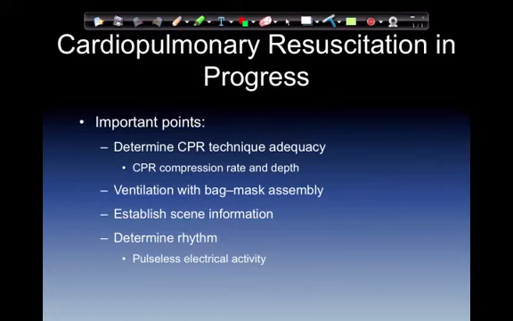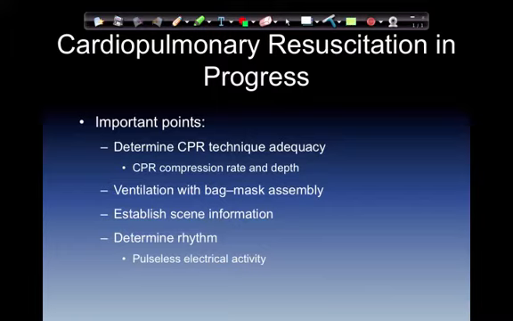Cardiopulmonary resuscitation in progress. Important points: determine CPR technique and adequacy, and the CPR compression rate and depth. Just make a quick assessment if you already have CPR in progress, how well the chest compressions are doing. Are they giving us a good perfusion pulse? And if not, let's coach the person a little bit so that we can get a good CPR out of this.